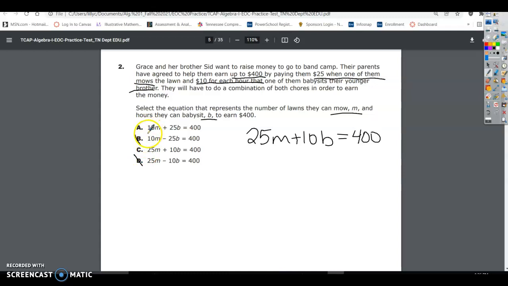And this one says 10M. Well, M is for mowing. They get $25 for mowing and $10 for babysitting. So it can't be that one because they mixed up the amount of money they get paid for babysitting and mowing. So the only answer that this one could be is answer C.